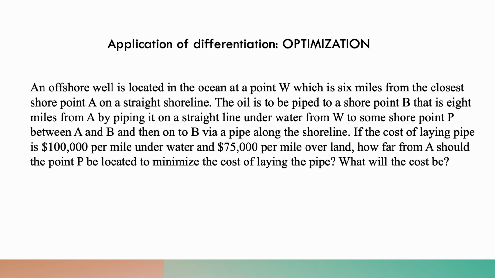If the cost of laying pipe is $100,000 per mile underwater and $75,000 per mile over land, how far from A should the point P be located to minimize the cost of laying the pipe? What will the cost be? This is one of the very common optimization questions you can see in your calculus courses. You are asked to design a most economical pipeline route which conveys oil from the offshore well to a refinery company which is located on the shoreline.